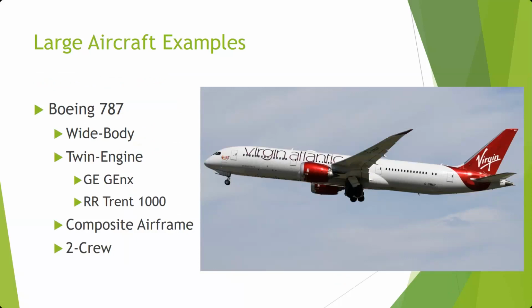Boeing's latest generation of aircraft, the Boeing 787, which isn't that late of a generation. It's been flying around for a while now. Twin engine, wide body, 787. First all composite airframe. 2-crew aircraft. Glass cockpit, all that good stuff.